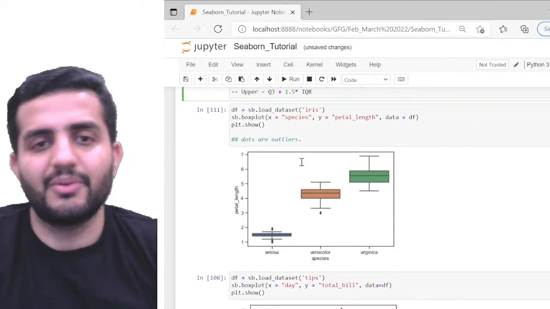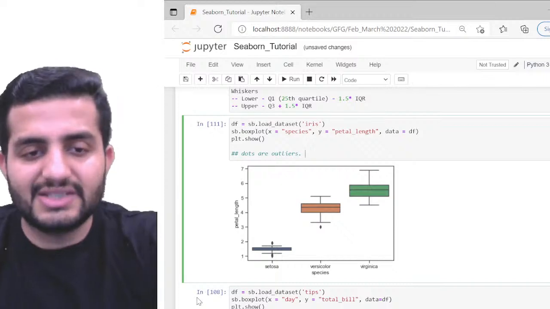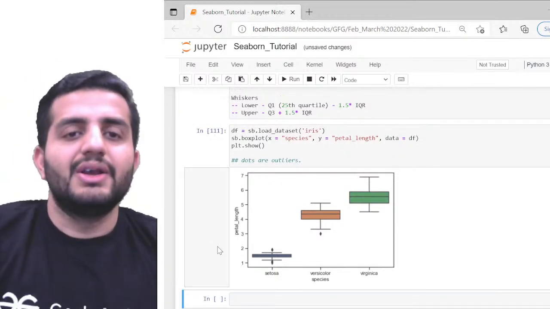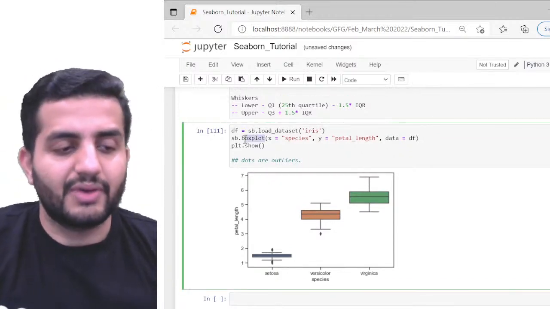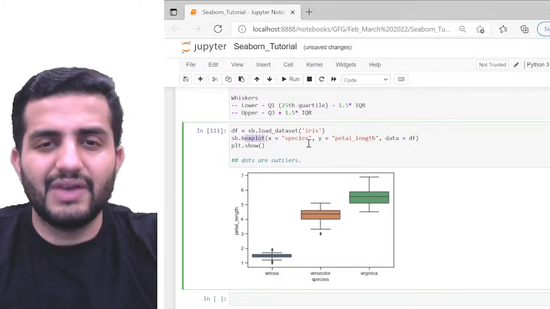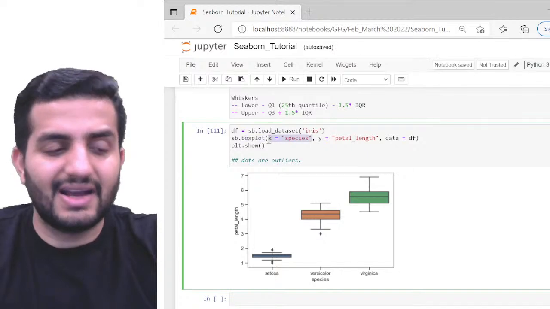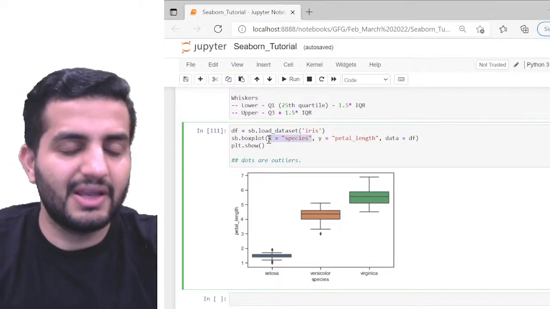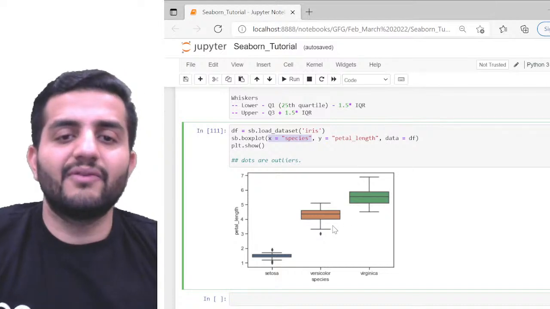So this is what we have for the box. Now how we are plotting it is very simple. We are calling the function boxplot, and in the boxplot we are passing x as the x-axis, which is nothing but my categorical data, and then y as petal length.